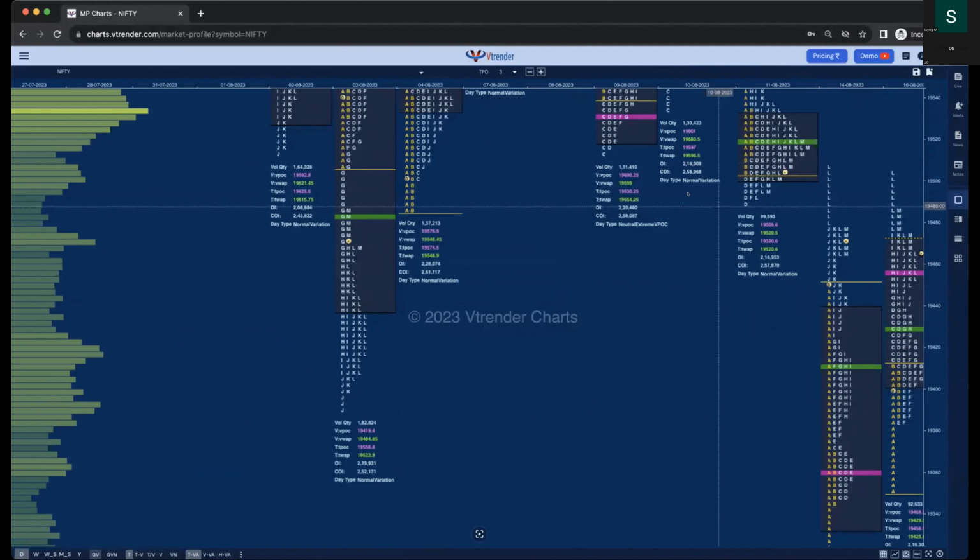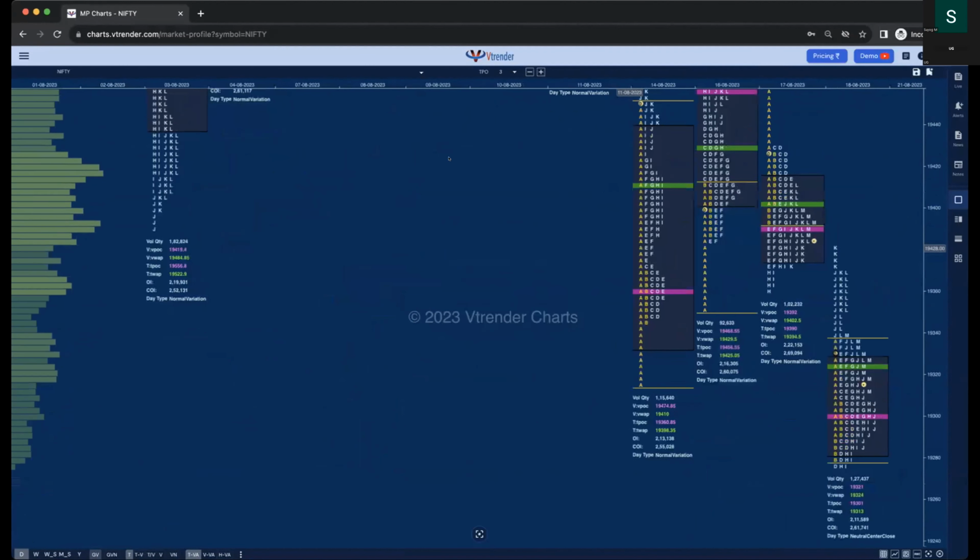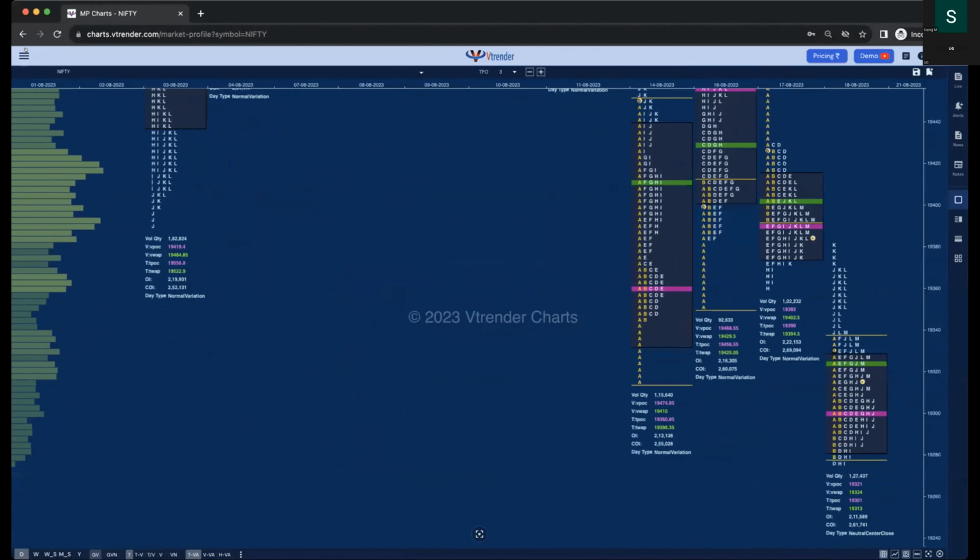Okay, so pretty much done with the market profile overview. Moving on to order flow, which is the next and the newest addition to our suite. Here again, we have different time frames. We have 1 minute, 3 minute, 5 minutes, and 30 minutes. 30 minutes would be like this.